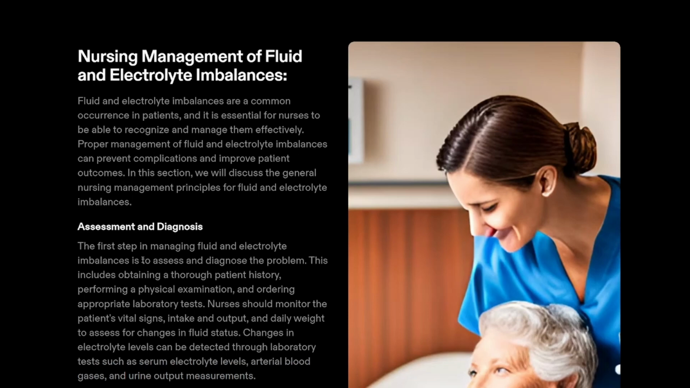The first step in managing this fluid and electrolyte imbalance is to assess and diagnose the problem. We need to ask for the complete patient history, and we need to perform the physical examination and appropriate lab tests. Then, second, we need to monitor the vital signs, intake and output, and daily weight. If there is any weight gain or weight loss, we need to identify it. Then, in case of laboratory studies, any changes in the electrolyte levels, arterial blood gas analysis, and urine output measurements.